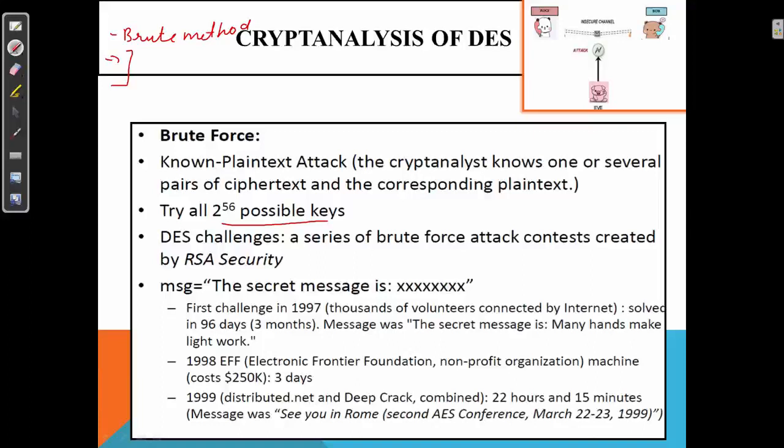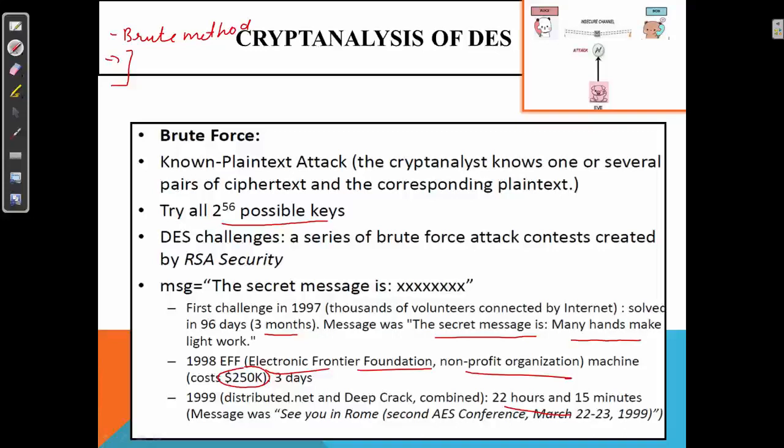The first challenge was in 1997. Thousands of volunteers connected by the internet solved it in 96 days, almost 3 months. The message was, "Many hands make light work." In 1998, the EFF, Electronic Frontier Foundation, a non-profit organization, built a machine that broke this cipher, but the machine cost $250,000. And in 1999, distributed.net combined with Deep Crack did it in 22 hours and 15 minutes. The message was, "See you in Rome." So this is how it was broken.